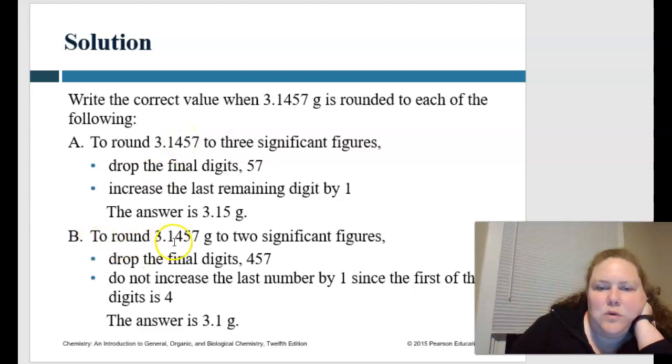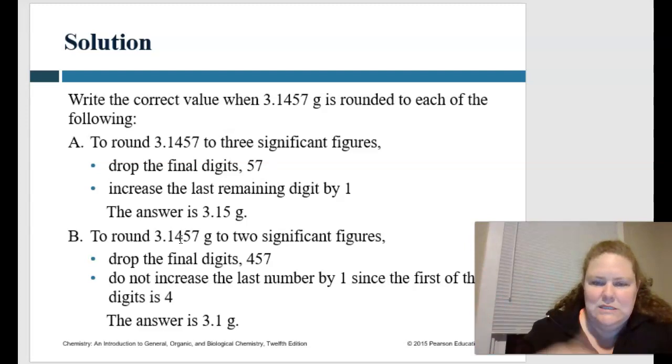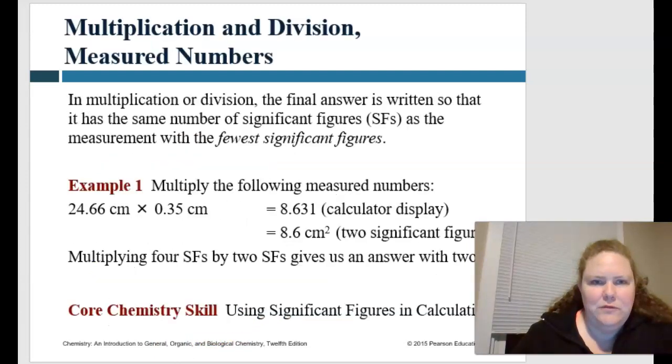To round 3.1457 grams to 2 sig figs, we're going to drop the final digits, and we'd be ending up with 3.1. And since this next number is 4, and 4 is below 5, that's not going to bump us up to round it up. So it's going to stay rounded down. And so our final answer would be 3.1 grams. Okay. Hope that's helpful for you guys.